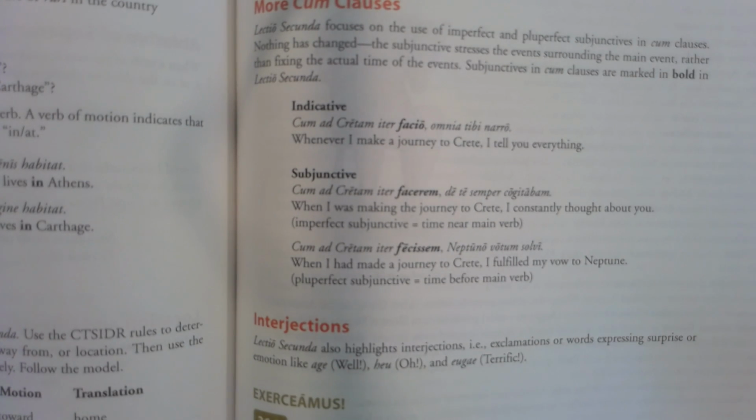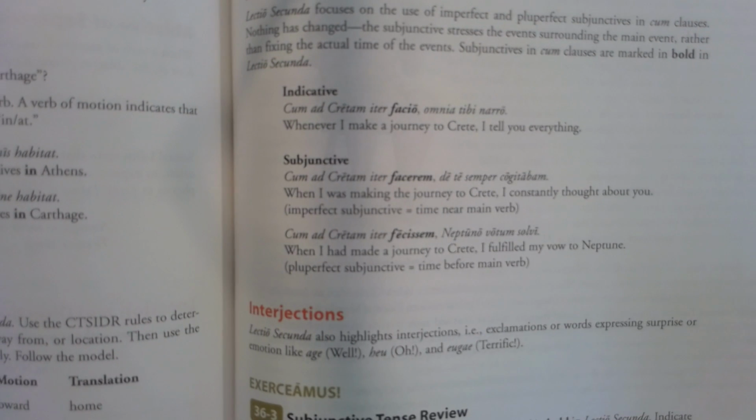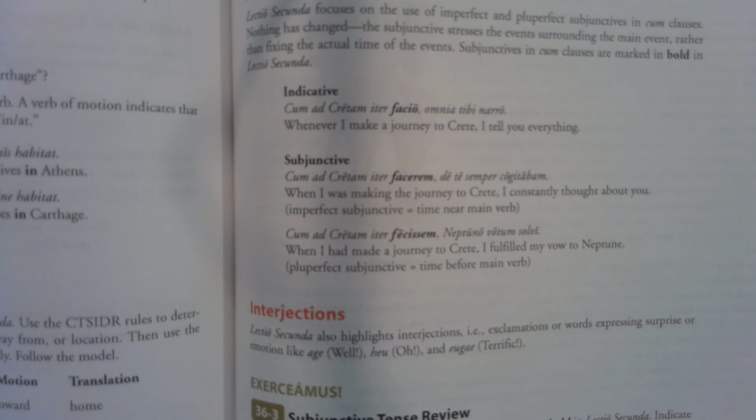The subjunctive, you have here the imperfect subjunctive and the pluperfect. So when I was making the journey, it's just some continuing action in the past. When I had made the journey, that's some action completed in the past. And so that's your pluperfect, whereas the first example, the imperfect, is action that was going on in the past, not necessarily complete, but you know it is at this point.